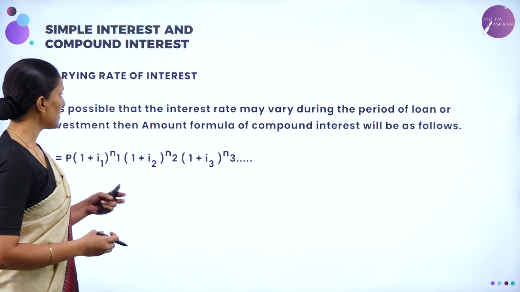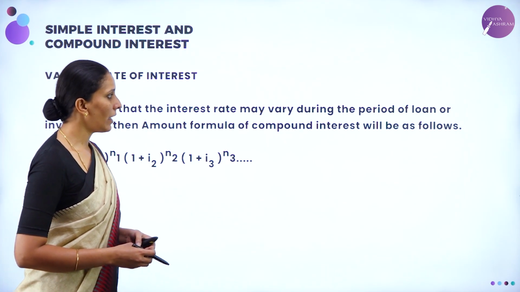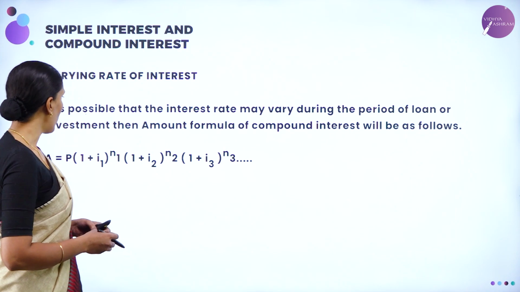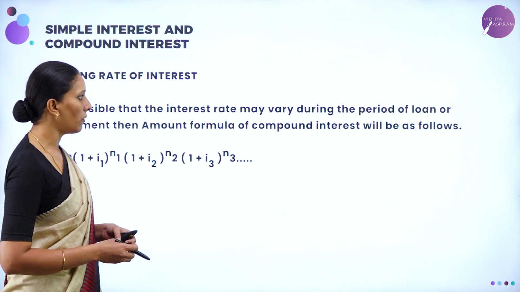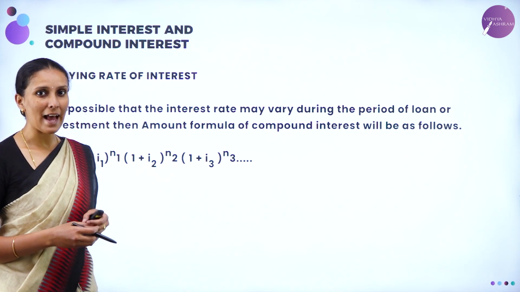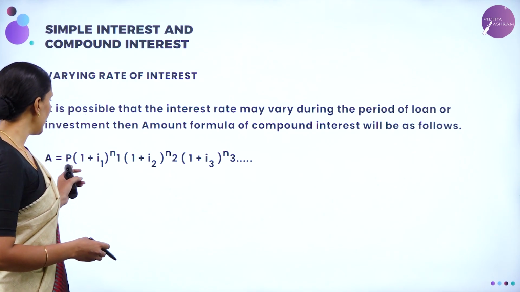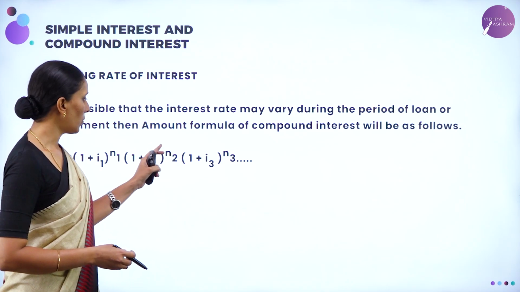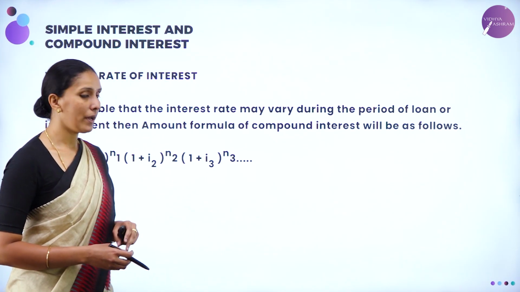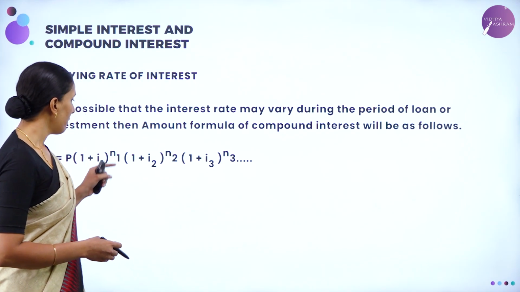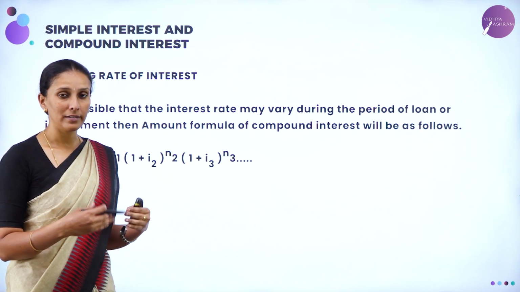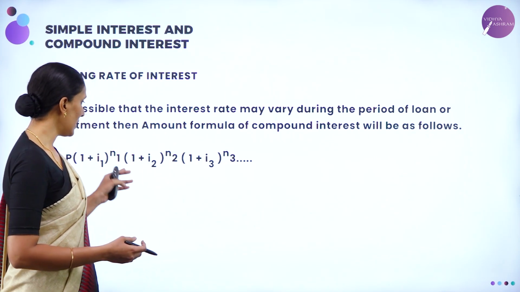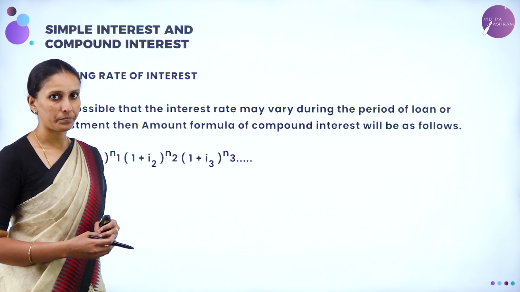Here it is possible that the interest rate may vary during the period of loan or investment. Then the amount formula of compound interest will be as follows. That is, A is equal to P into 1 plus I1 whole to the power N1, into 1 plus I2 whole to the power N2, into 1 plus I3 whole to the power N3. So here I1, I2, I3 etc. are the different rates of interest for the years N1, N2, N3.